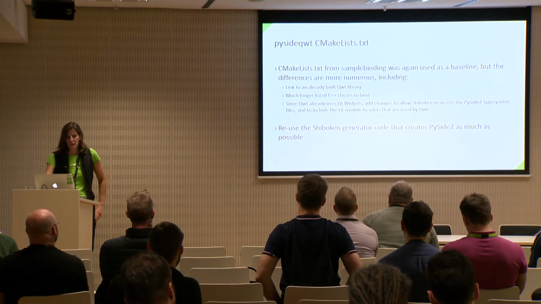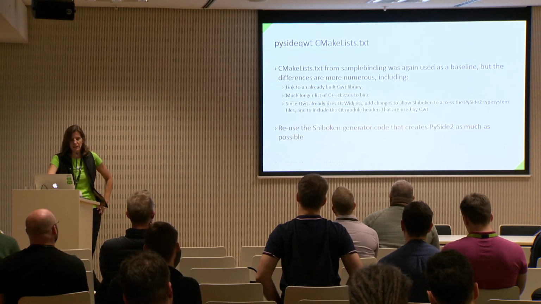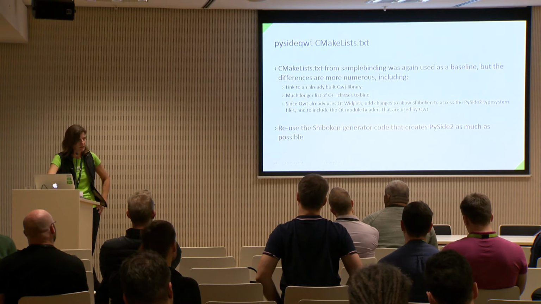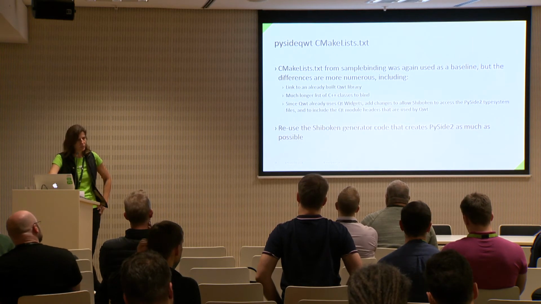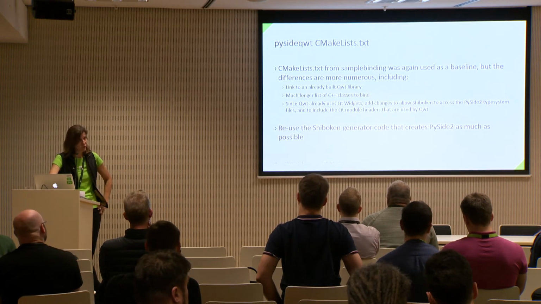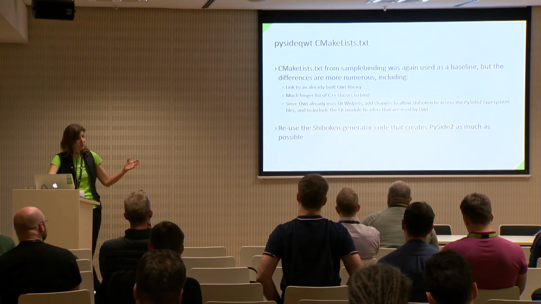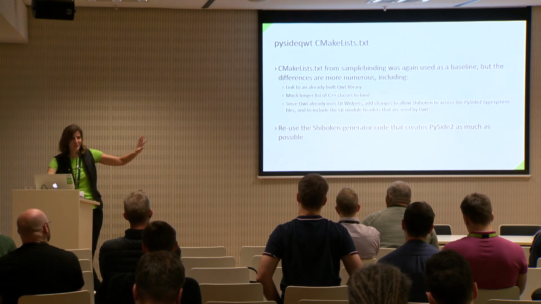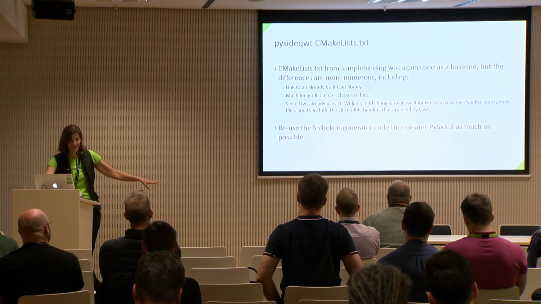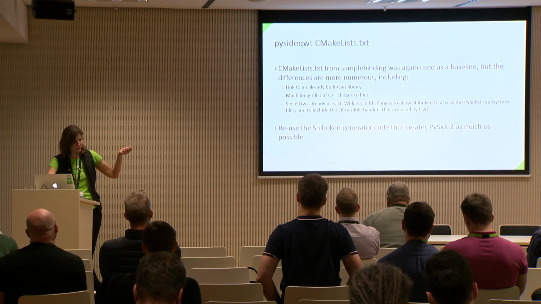Okay, so here's the PySide CMakeLists file. It's a little bit different than the last one. Even though the sample binding baseline was used again, there were a few more differences. QWT is more realistic. The library is already built and elsewhere, so we've removed all that stuff in CMakeLists that was building that library and created the link so that we could find it.